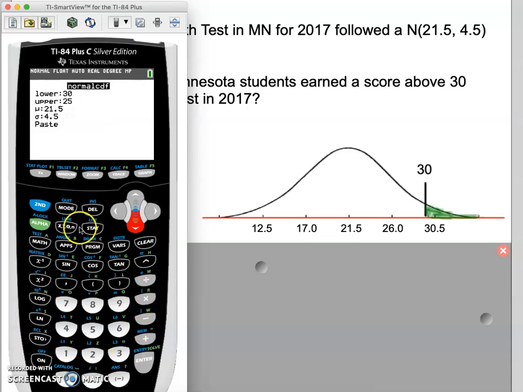Our calculator does not have an infinity button. The TI-89s actually do. So on the TI-84, I'm just going to enter a very large number. I'm just going to enter a bunch of nines. I'll get it close to 1,000,000. Okay, mean 21.5, standard deviation 4.5. Paste, main screen, and there is my answer.